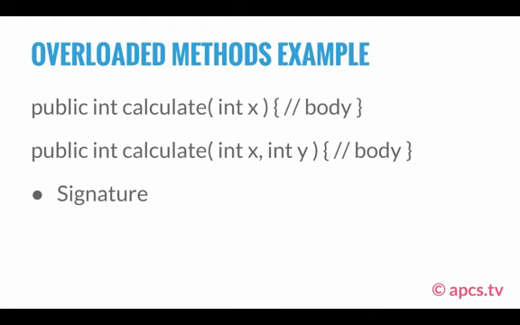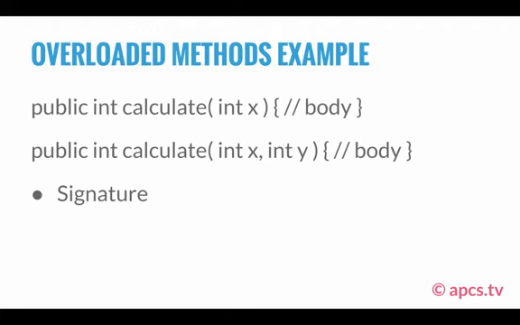A signature is the combination of the method name as well as the parameters. As you can see, the first method has the name calculate and only one parameter, int x. But the second method also has the name calculate, and has two parameters. Because the parameters are different, both methods have a different signature, and therefore it's fine. These are known as overloaded methods because they have the same name but different parameters.